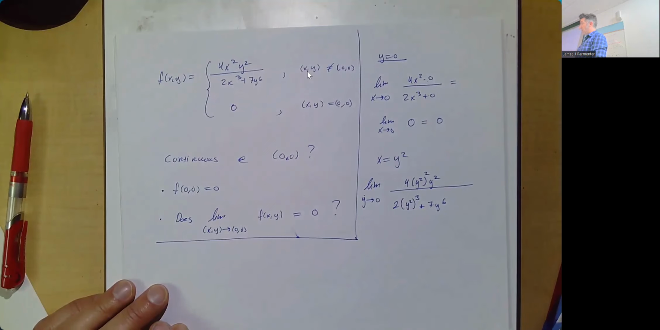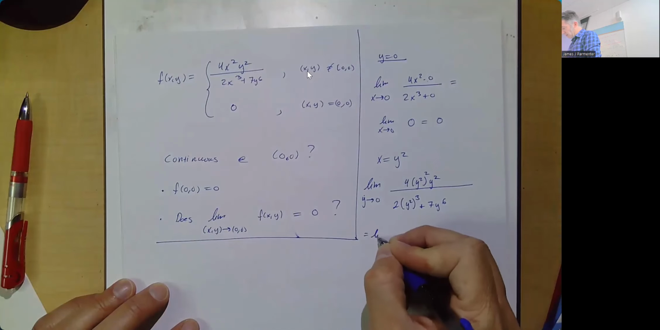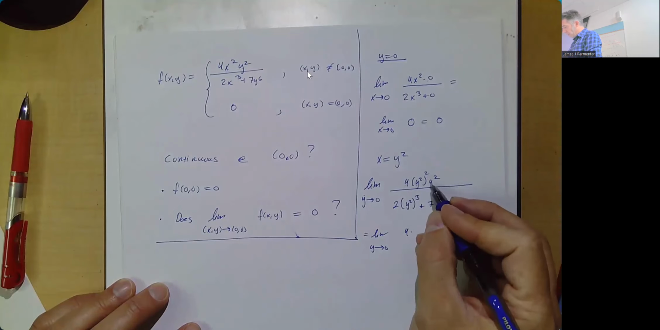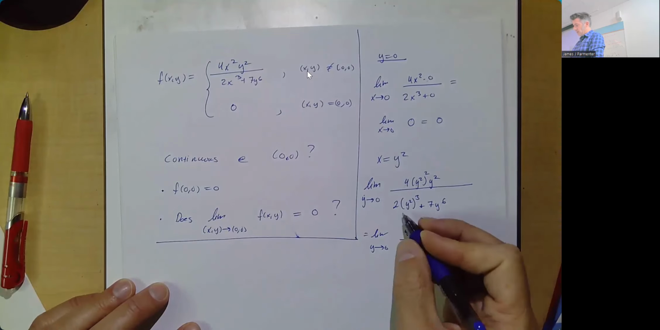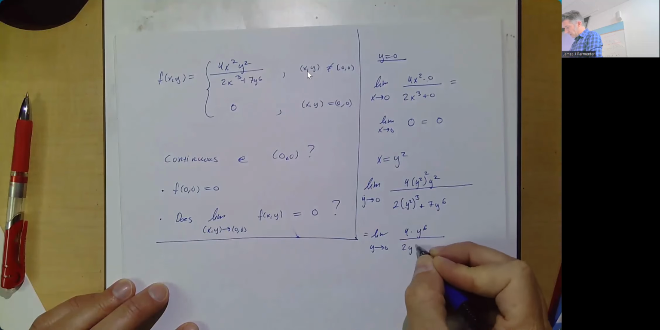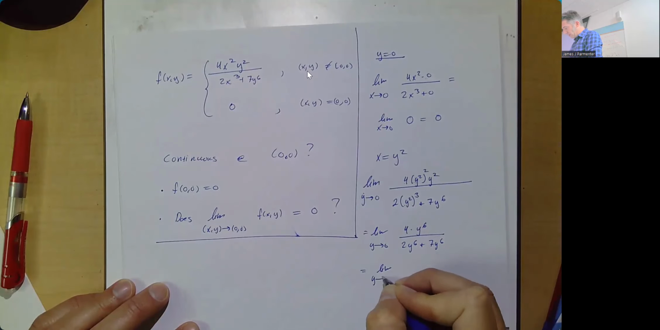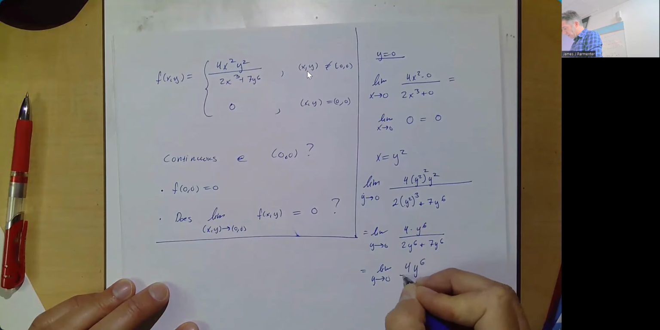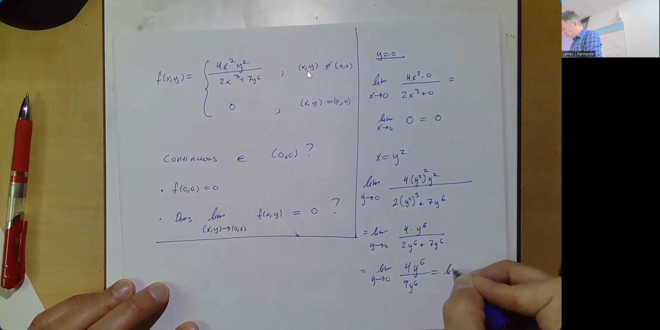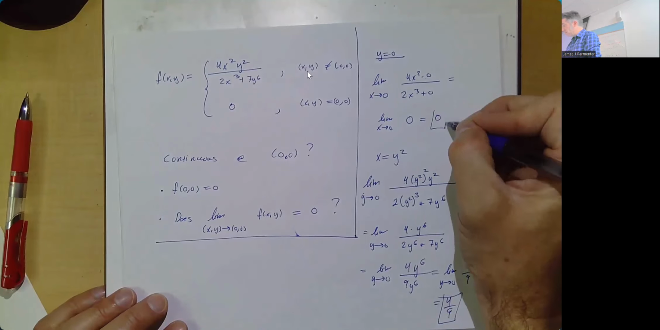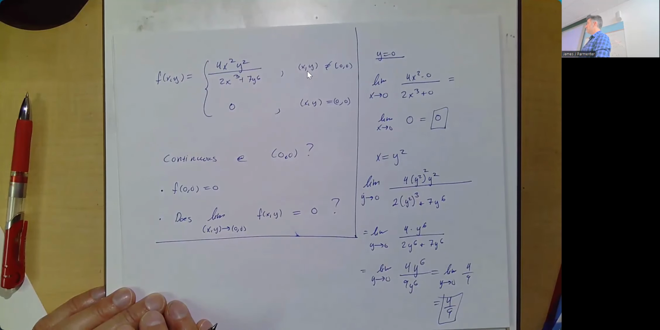And now look, I have made the rightest choice I could have made. Because if I do this, I get the limit as y goes to 0 of 4 times y to the 4th times y squared, which is y to the 6th. And on the bottom, y squared cubed is y to the 6th, plus 7y to the 6th. So I have the limit as y goes to 0 of 4y to the 6th over 9y to the 6th, which is the limit as y goes to 0 of 4/9, which is just 4/9. Which means the limit does not exist.